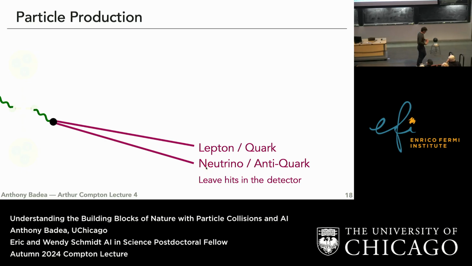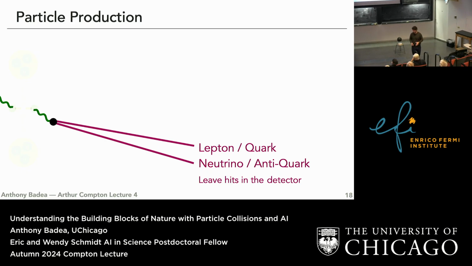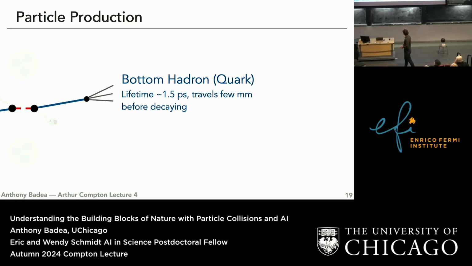The lepton can actually travel a non-negligible distance in the detector, interact with the material, and by interacting with the material, you can actually get signals. And then the quarks can do a similar thing, but I'll mention it a bit more later. Yeah?